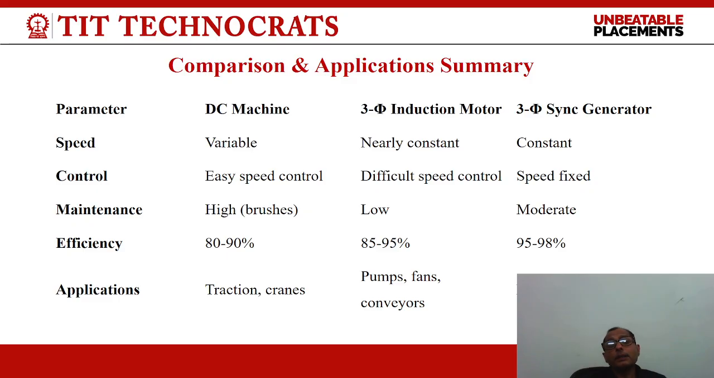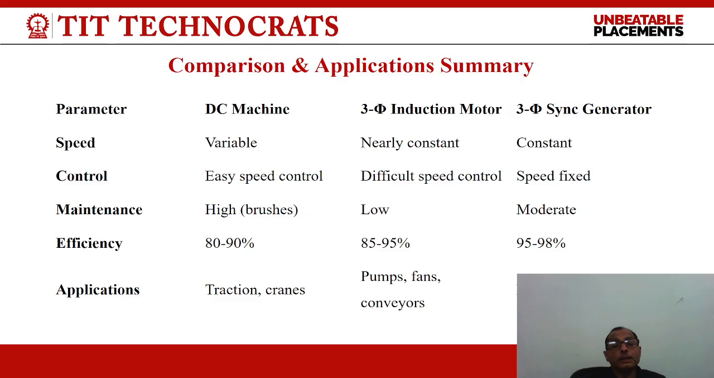Now, if we compare the three machines, that is the DC machine, three-phase induction motor and three-phase synchronous generator, in terms of speed, in the DC machine the speed is variable. In the three-phase induction motor, it is nearly constant, whereas in the three-phase synchronous generator, it is constant. Then we have speed control. Speed is easily controlled in the case of DC machines. In the three-phase induction motor, it is difficult to control, whereas the three-phase synchronous generator has a fixed speed.